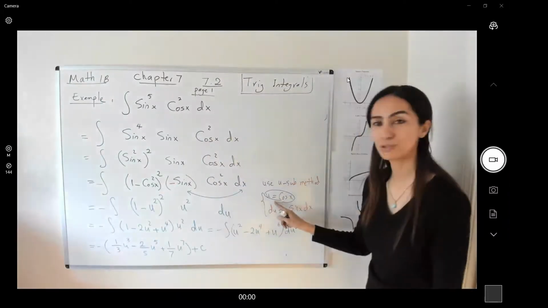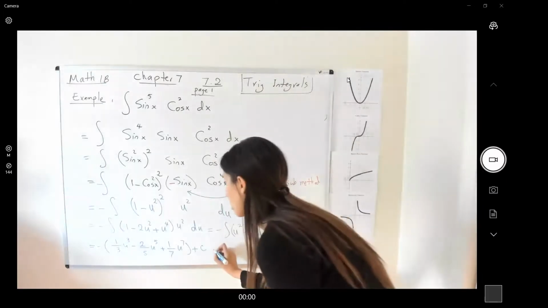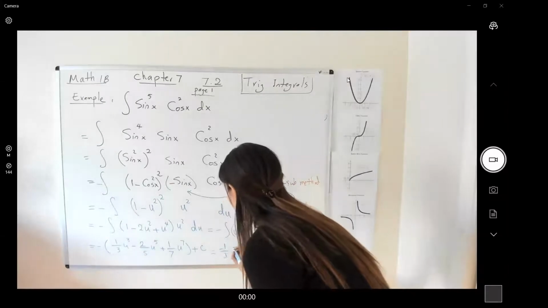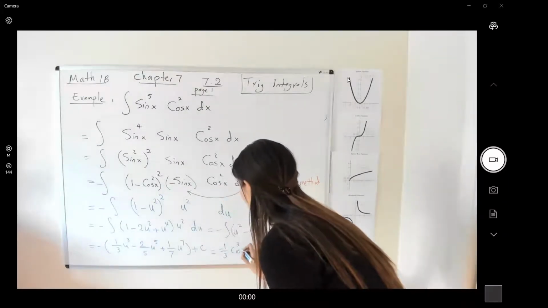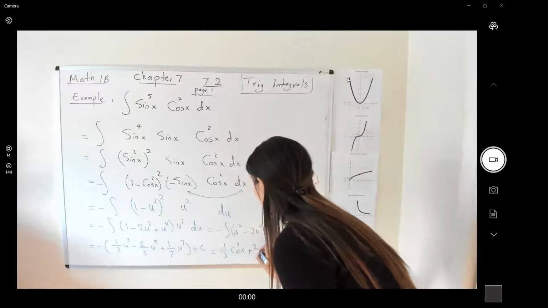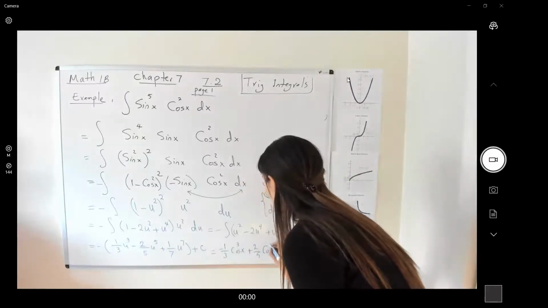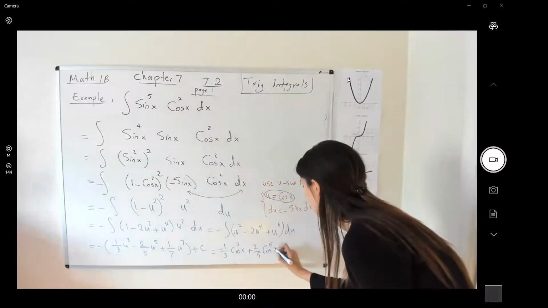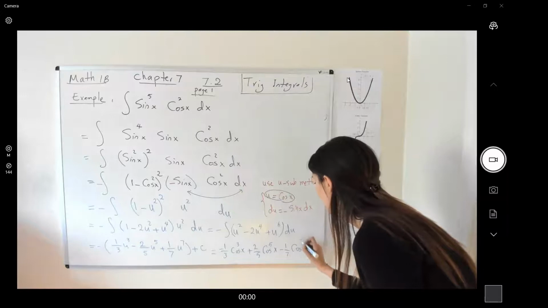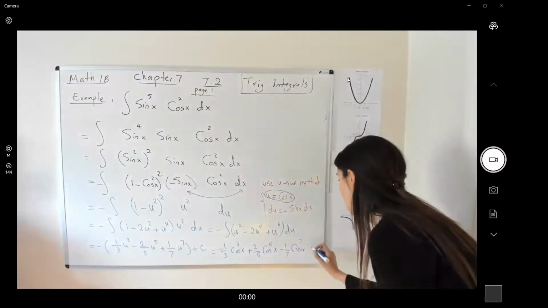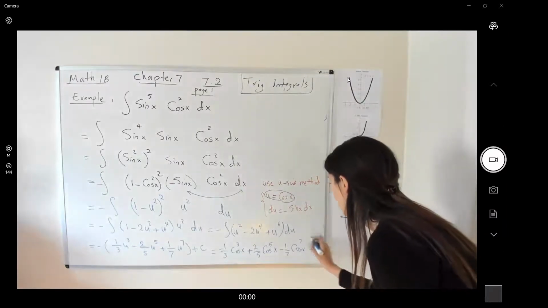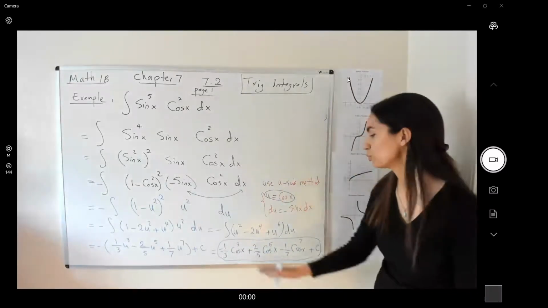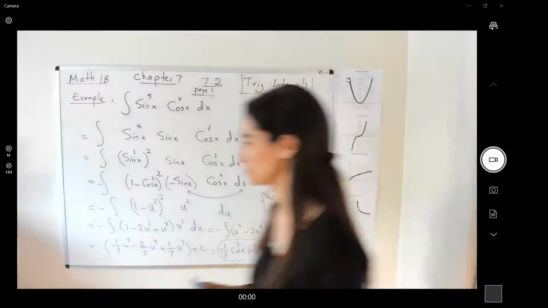What was u? U is your cosine, so let's substitute that. Minus a third cosine to the third of x plus 2 over 5 cosine to the 5th of x minus 1 over 7 cosine x raised to the 7th, and here we can write the constant of integration. You can factor out cosine to the 3rd, or you can leave it as it is.